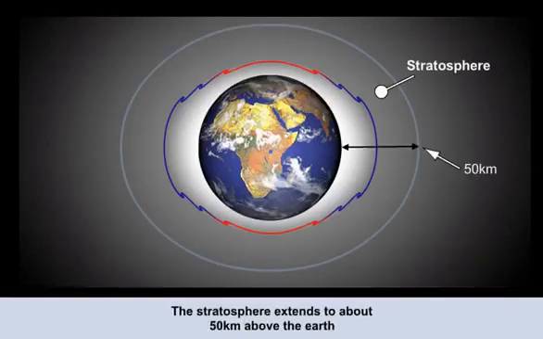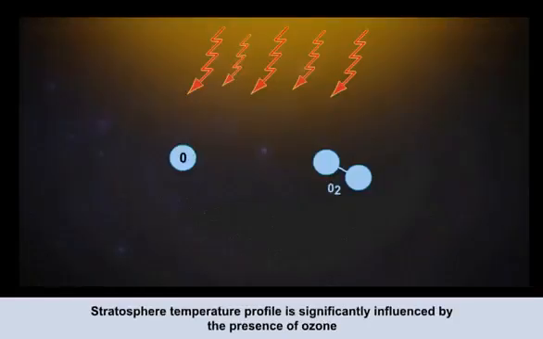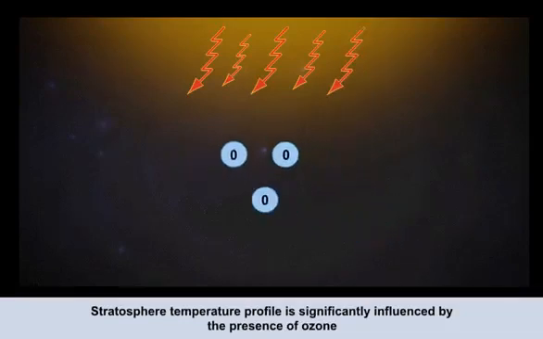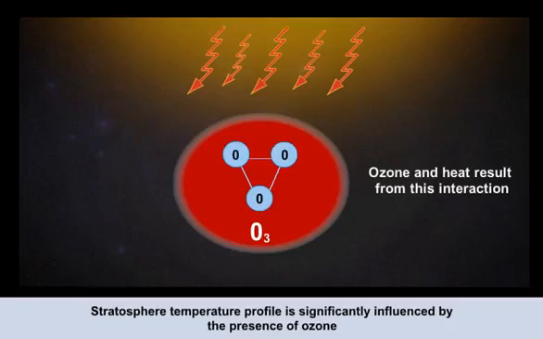The stratosphere extends from the tropopause up to about 50 kilometers above the Earth's surface. The temperature structure of the stratosphere is dominated by the presence of ozone. Ozone is formed when solar radiation splits oxygen into its two individual atoms. These are then free to combine with others to form the gas ozone. This process releases energy into the surrounding air, and therefore heats up the part of the atmosphere where ozone can be found.